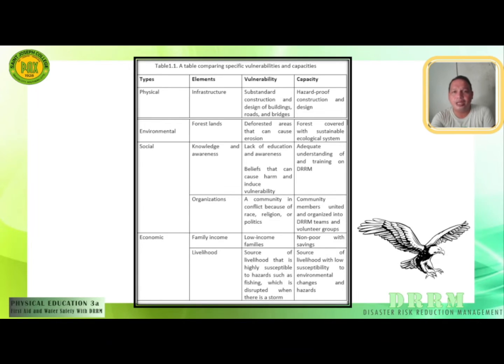Then the livelihood is vulnerable if the sources of livelihood are highly susceptible to hazards, such as fishing, which is disrupted when there is a storm. So the fishermen have no income during the storm. Then capacity: sources of livelihood with low susceptibility to environmental changes and hazards. So they have side jobs or other sources of income. So guys, as much as possible, have other sources of income.